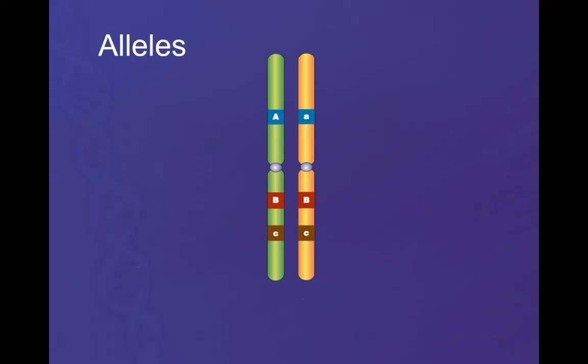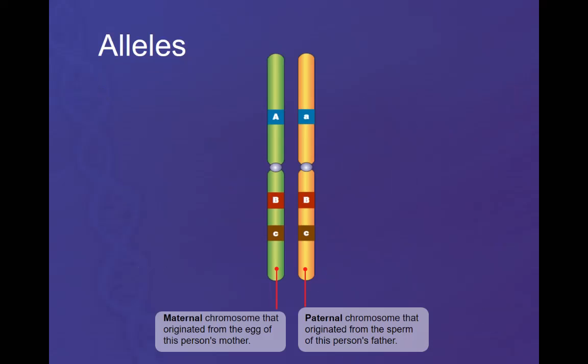All right, so this is the other slide that's in the handout that I attached to this post. We start out at the bottom with maternal and paternal chromosomes. Remember that when we look at these together, they make up what's known as a homologous pair. One from mom, one from dad, one from the egg, one from the sperm.